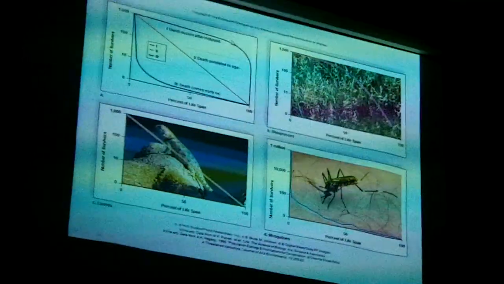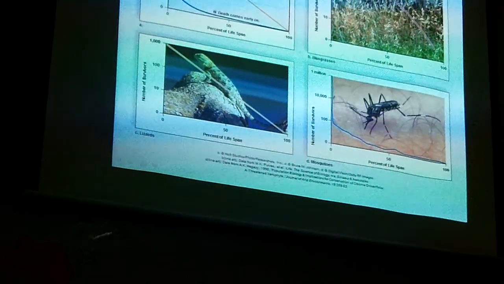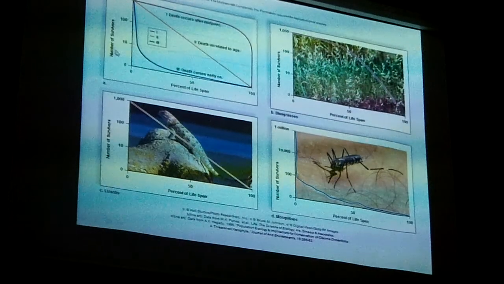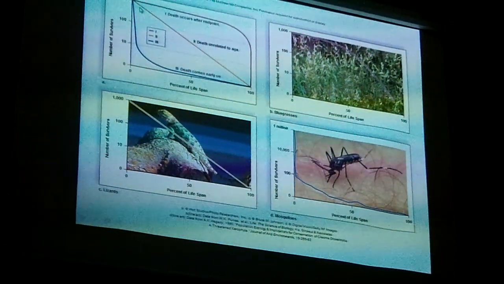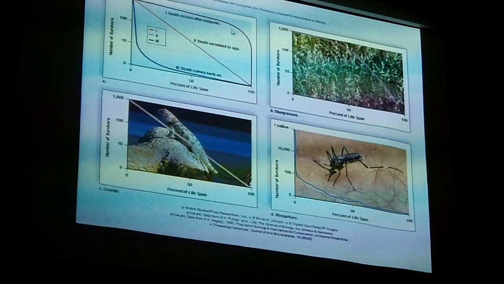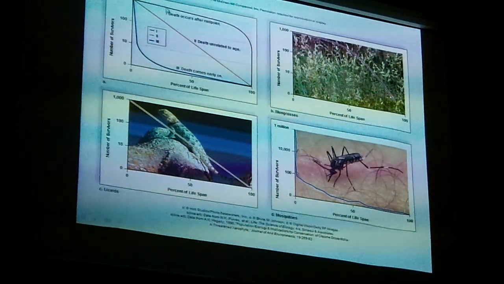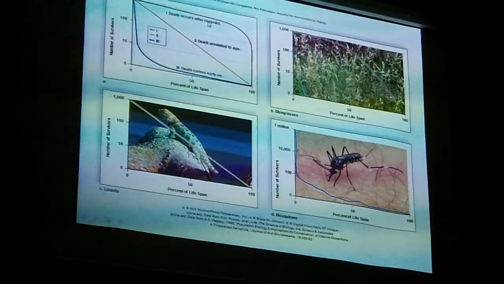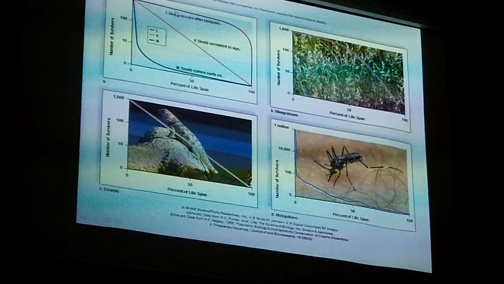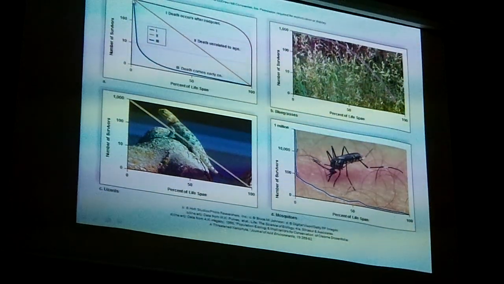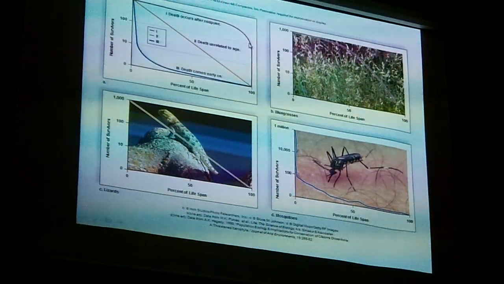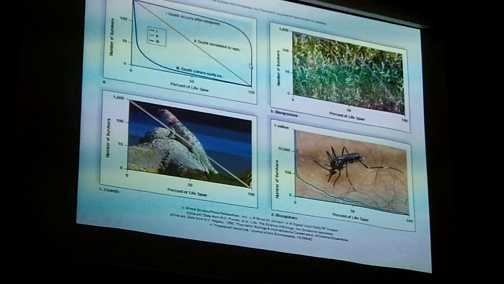Let me just give some examples. This top curve right here, on the x-axis is the percent of lifespan. On the y-axis is the number of survivors. The way this top curve works is that most organisms in a population like this survive to the end of their lifespan. The death occurs after the midpoint. So if you have 1,000 individuals in a population, almost all of them are living near 100% of their lifespan.